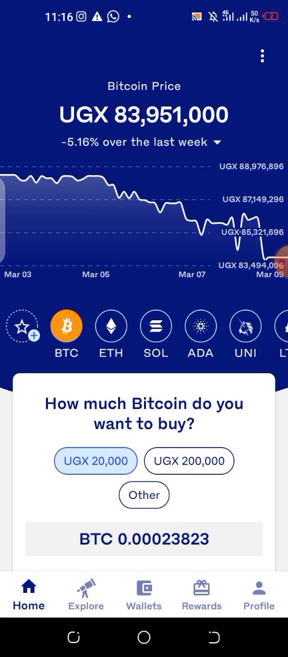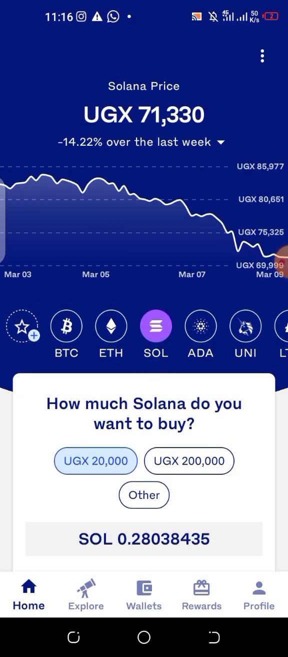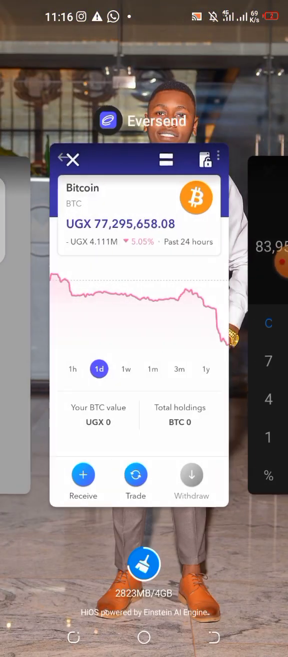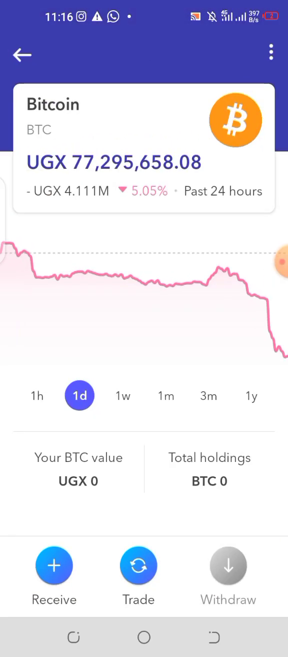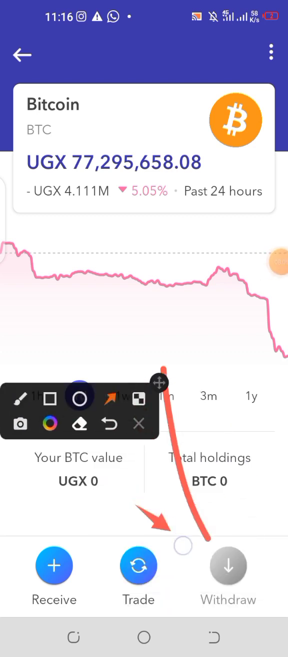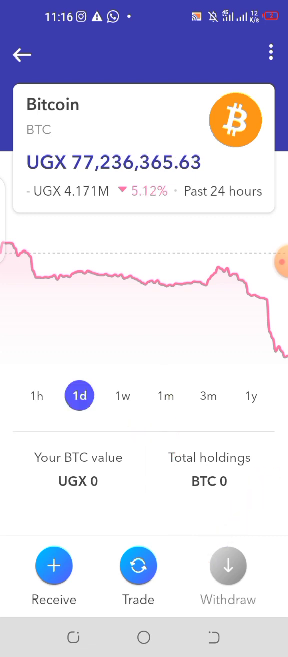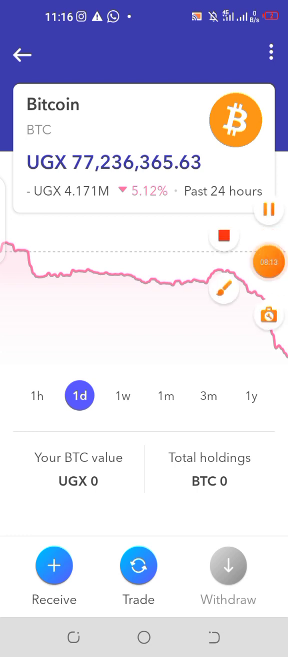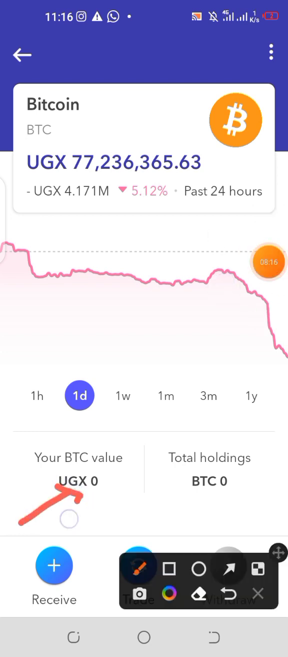So remember, after buying BTC from Eversend, you come here to withdraw. You'll be able to withdraw your money here after buying. Let's say you have bought for 50,000. It will be showing here, but because I've not bought yet, it's not showing. After this video, I'm going to make a trade. So total holdings, I have 0 right now, but after buying it will be showing here.